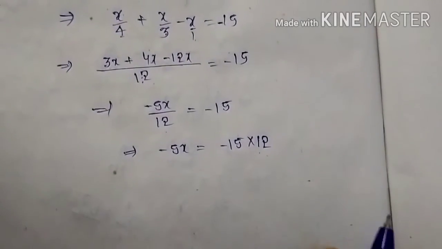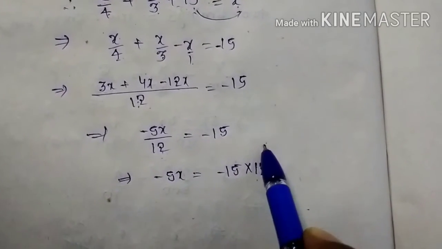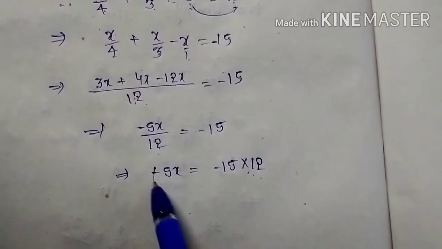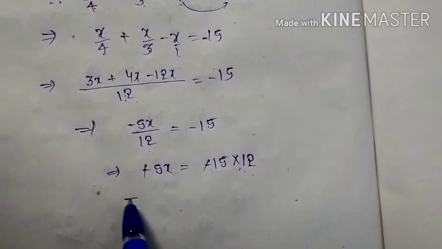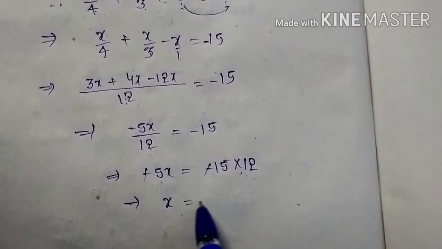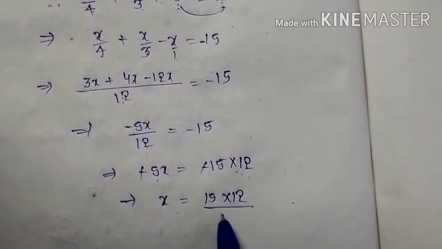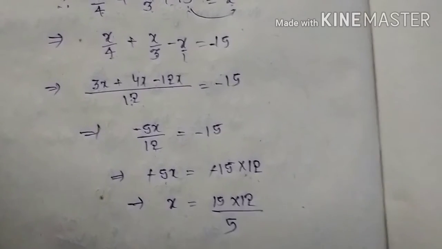Why? Because 12 is on the left-hand side as division. If I am transposing it to the RHS, it will become multiplication. Here you can cancel minus minus automatically. In the next step you can transpose 5 to the RHS. That means you can write here x is equal to 15 into 12 by 5.